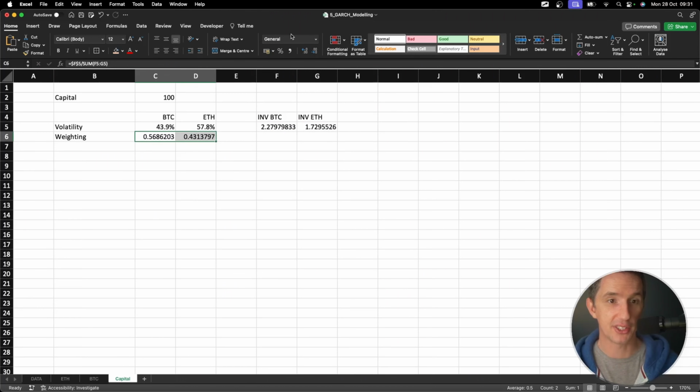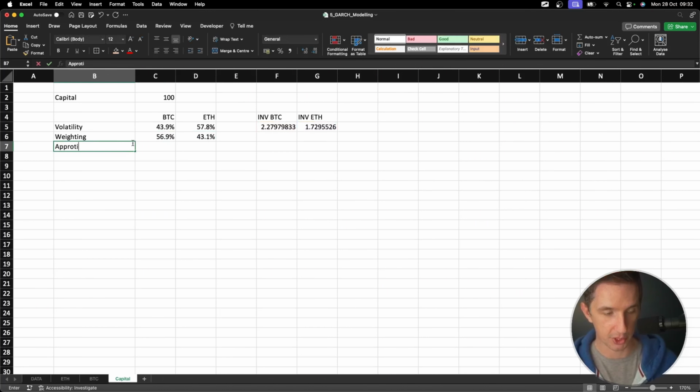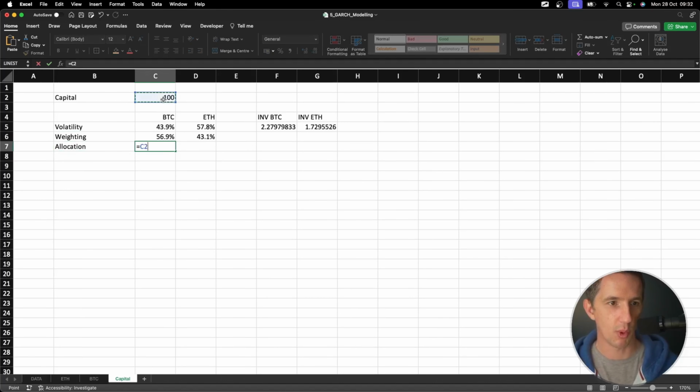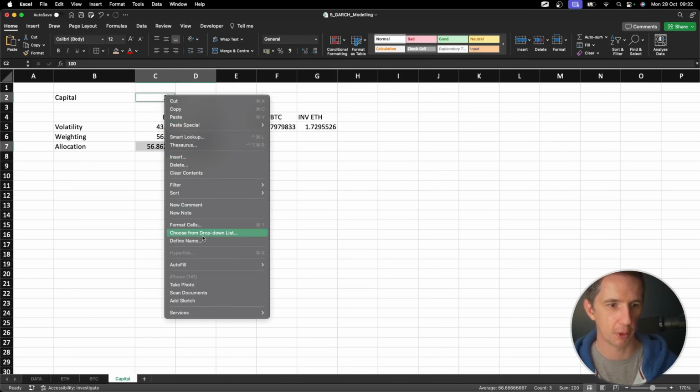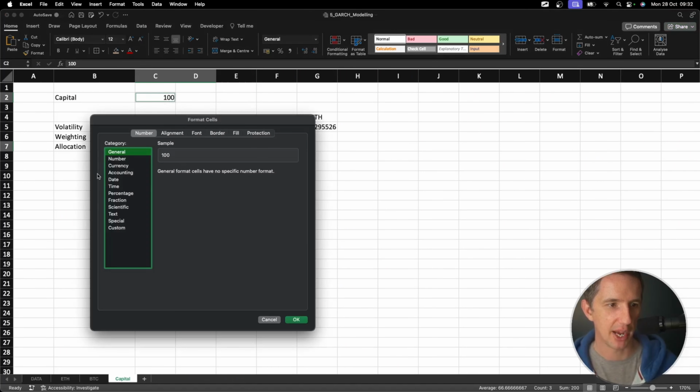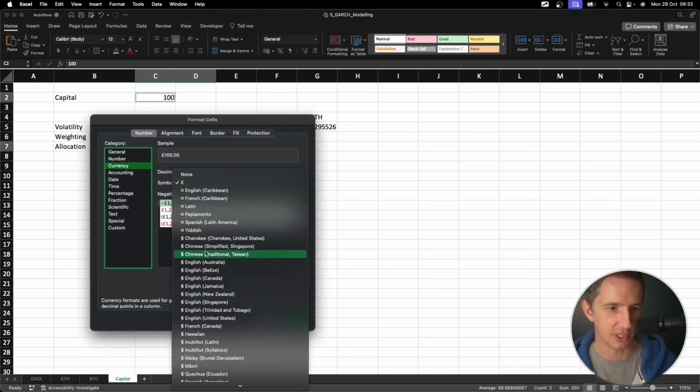And there it is. So this is telling me out of my two assets, I want to put about 56. In fact, let's put this into percentage terms. 56.9% of my capital into Bitcoin and 43.1 into Ethereum. So this here is going to be apportionment, or let's just call that allocation. And in there, I'm going to say 100 times 56.9 and 100 times this one here, which is 43.1. So that's telling me in terms of US dollars, let's go and format that here so that's clear, how much I want to allocate to each asset.